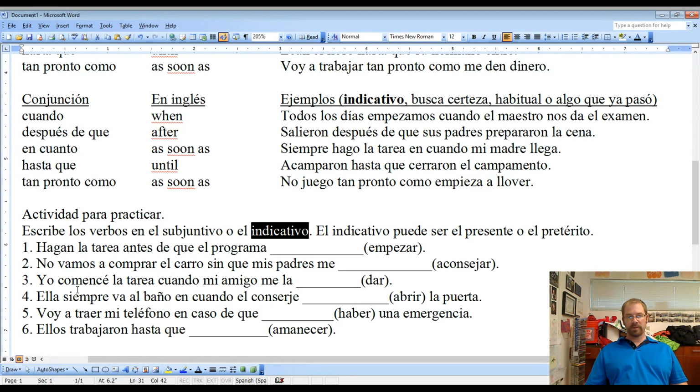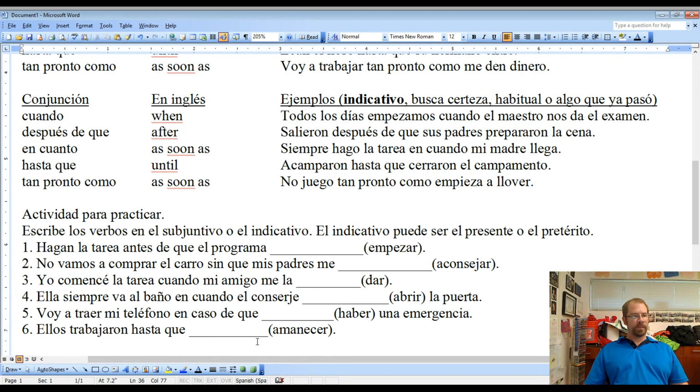Cinco says, voy a traer mi teléfono en caso de que haber una emergencia. I'm going to bring my telephone in case there's an emergency. Just in case you're not sure, that verb in the present tense indicative is going to be he. In the present tense subjunctive, it would be haya. Just FYI, in case you couldn't remember that one.